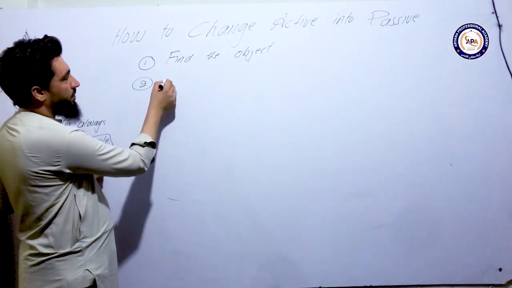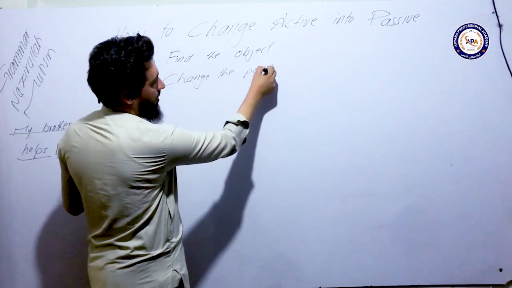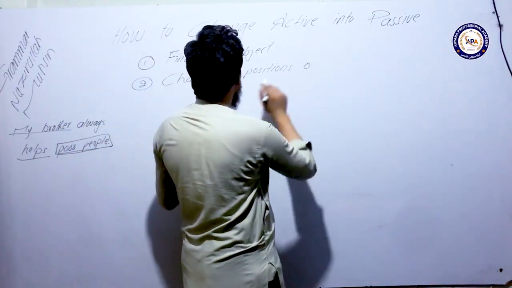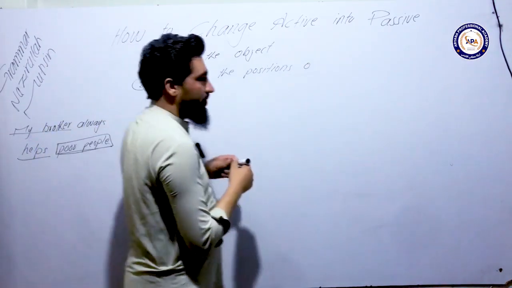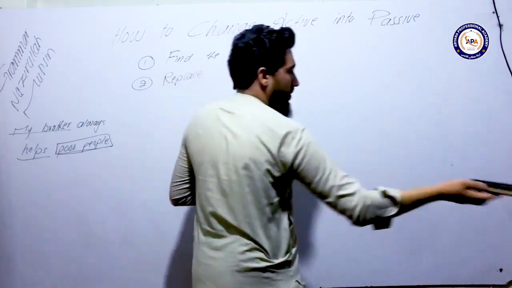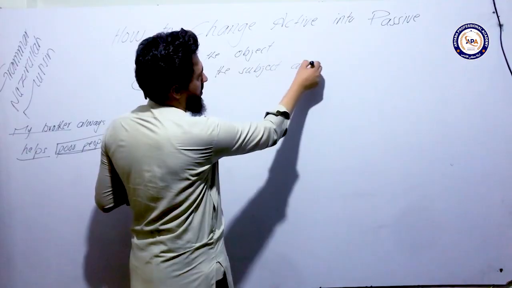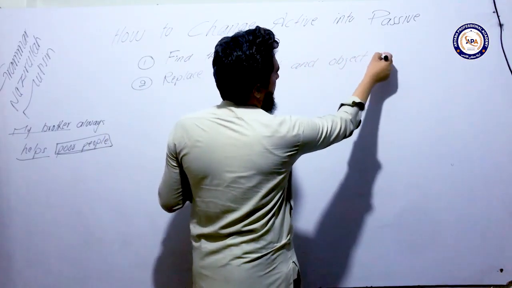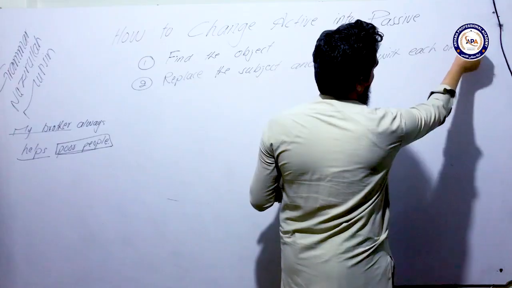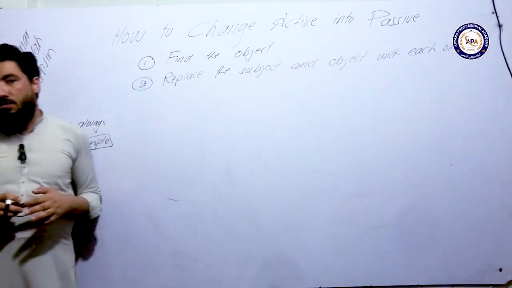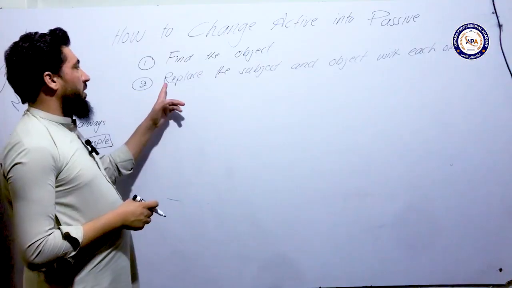The next step is to change the positions, or actually replace the subject and object with each other. We change the places of both subject and object.